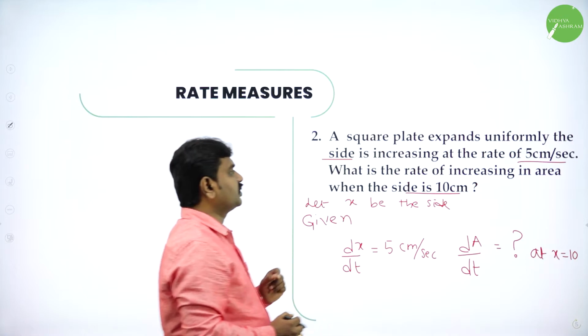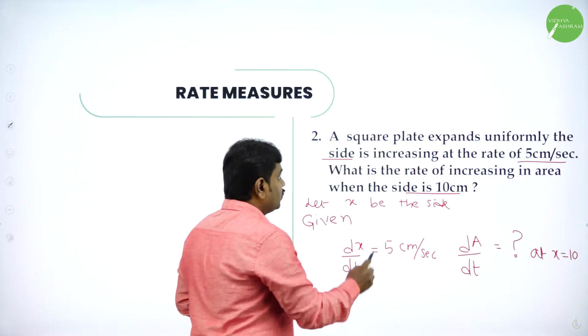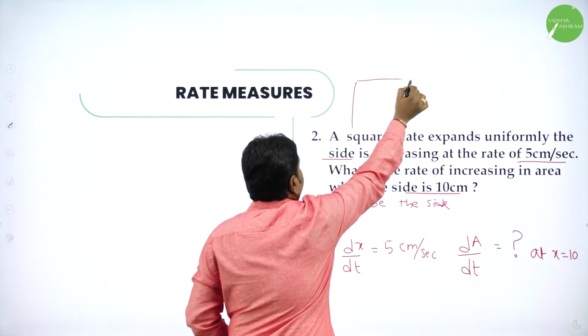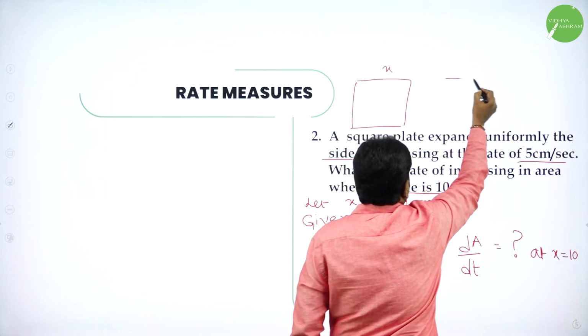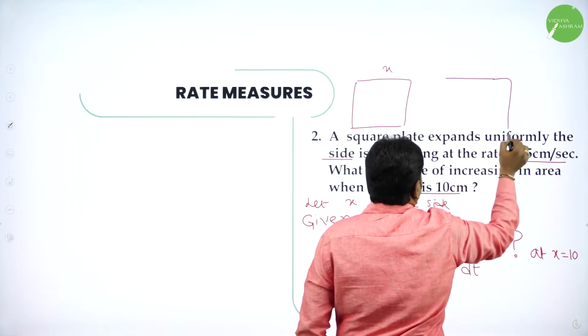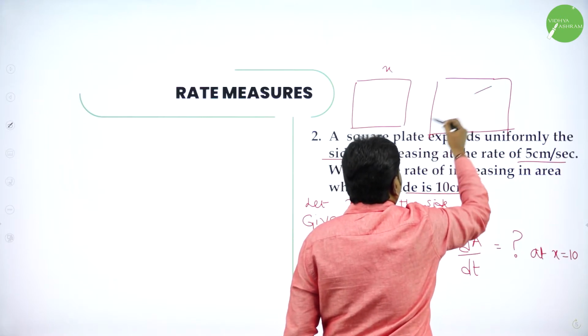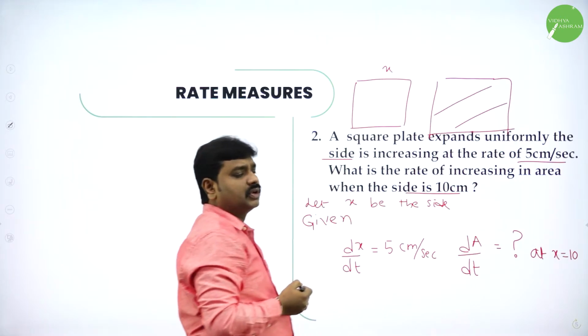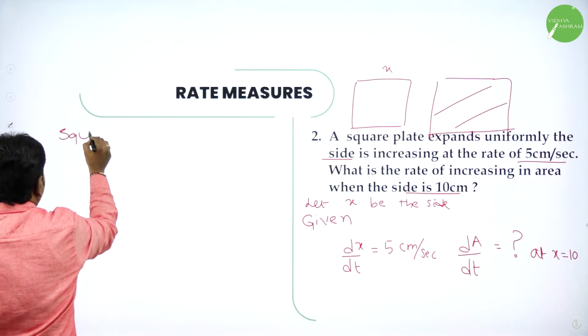See, understand the question. Square plate. They are talking about what? Square plate. For a square plate, side is x. Now the side is increasing, so obviously area also will increase. So when x increases, at what rate area increases is the question. They are talking about the area of a square.